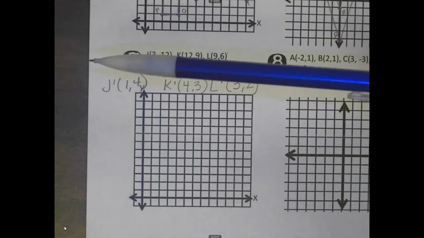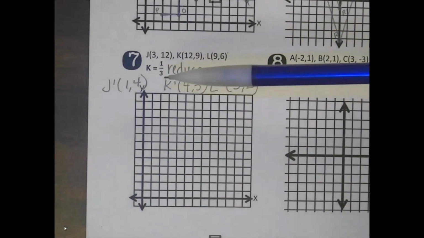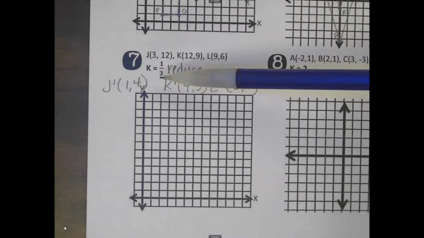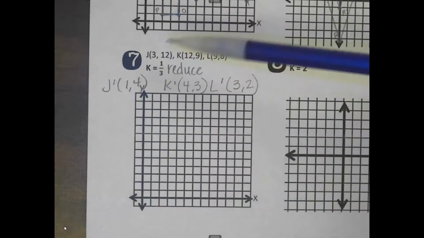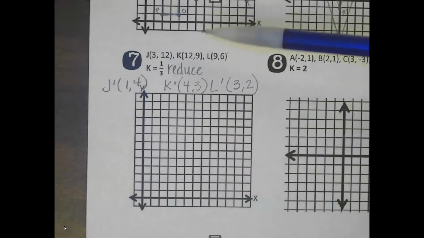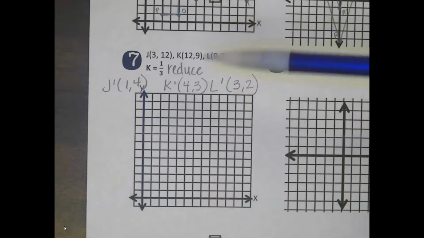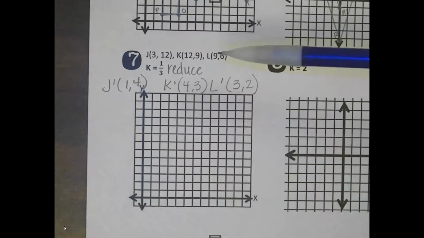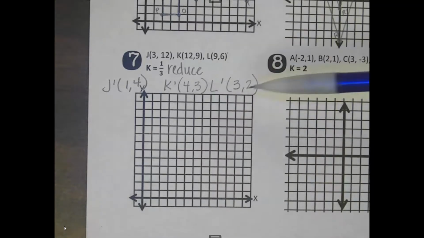All right, number 7. 3 divided by 3, or times 1/3, same concept, is 1. 12 divided by 3 is 4. 12 divided by 3 is 4. 9 divided by 3 is 3. 9 divided by 3 is 3. 6 divided by 3 is 2. Those are my new points.